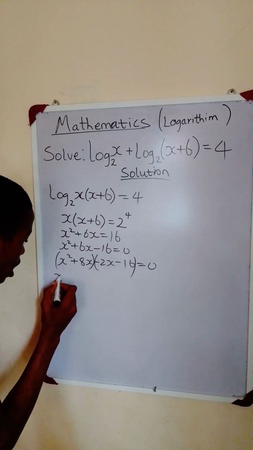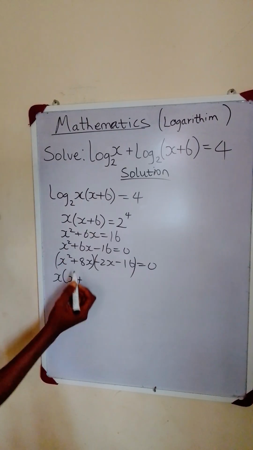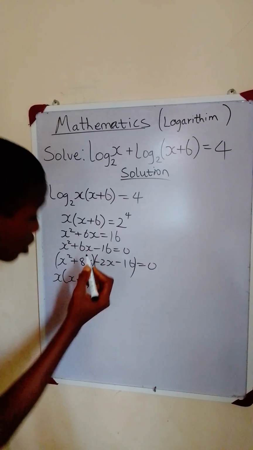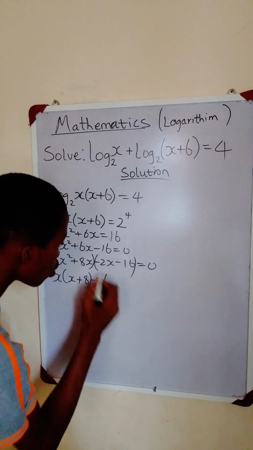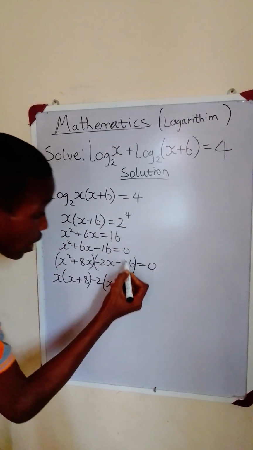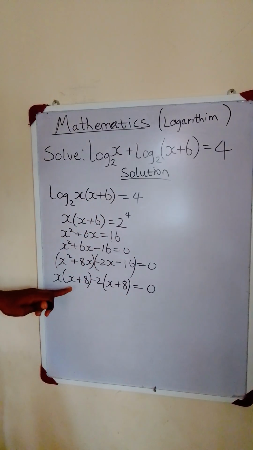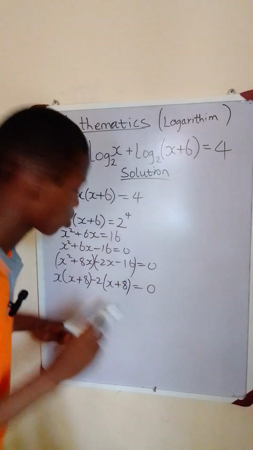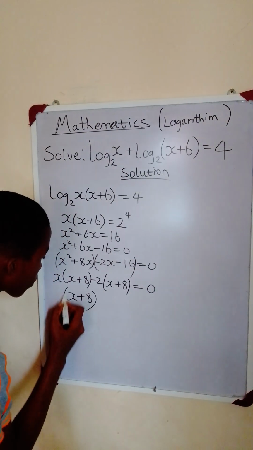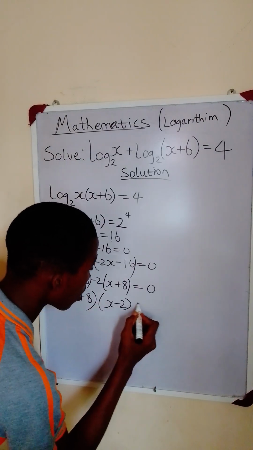The common thing here is x. If you remove x from here, the remaining thing is x plus 8. Then the common thing here is minus 2. If you factorize minus 2 from here, you're going to get x plus 8, equals 0. When you're doing this, the bracket must be the same. If they're not the same, it's not correct. So this x plus 8, they are the same, just pick one bracket. Then these ones that are outside, you bring them together: x minus 2 equals 0.